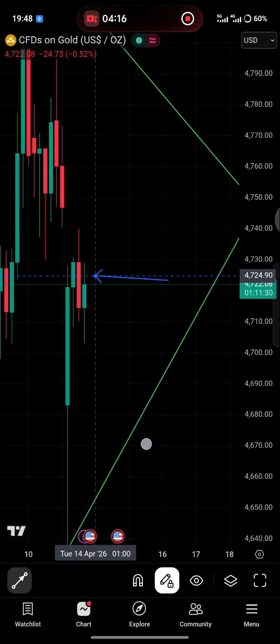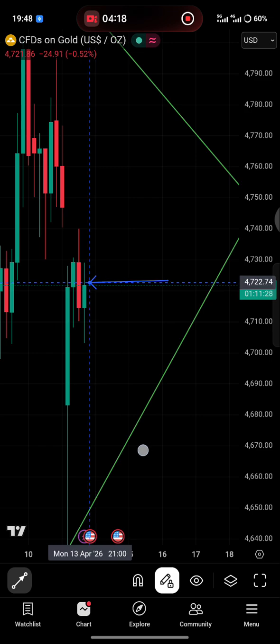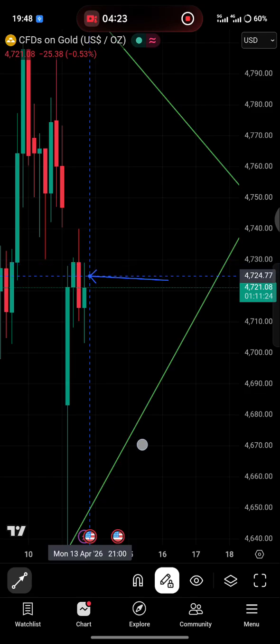Because why? Because the market has tricked sellers into believing that attacking this resistance is going to hold, which means the next time the candle attacks this resistance, sellers are going to believe that this resistance is going to hold on and then start selling.